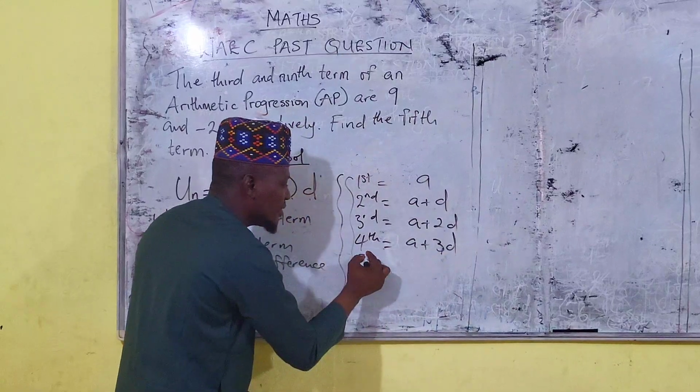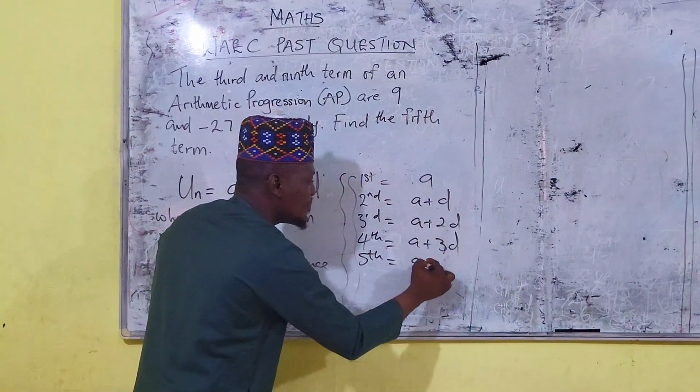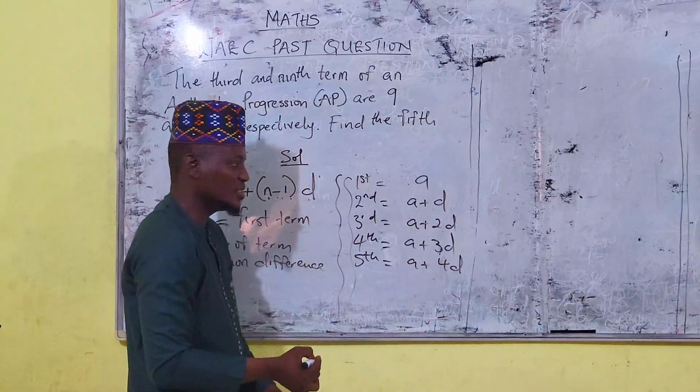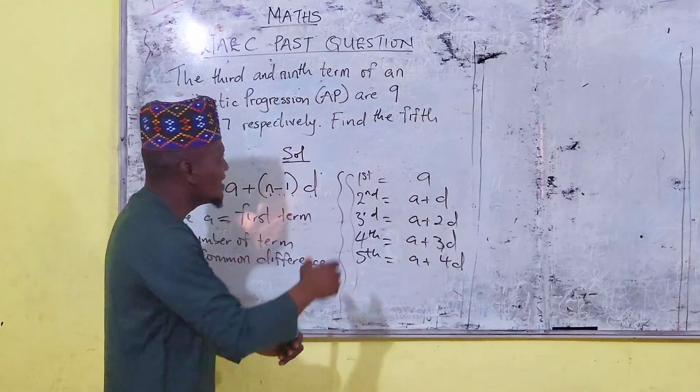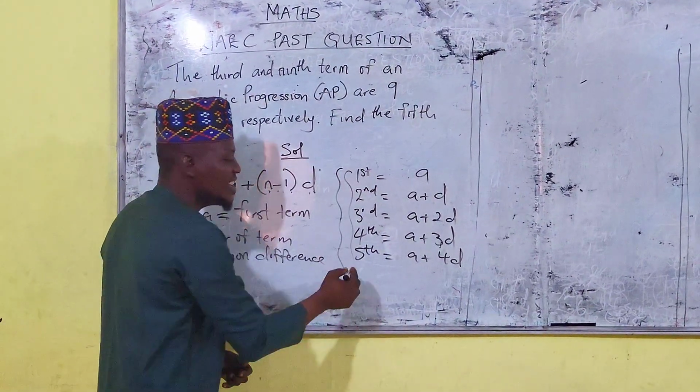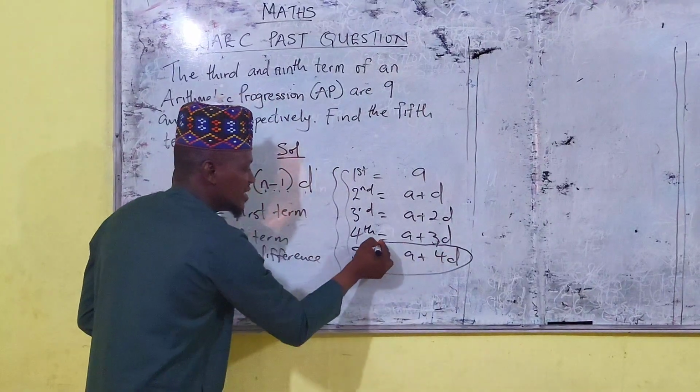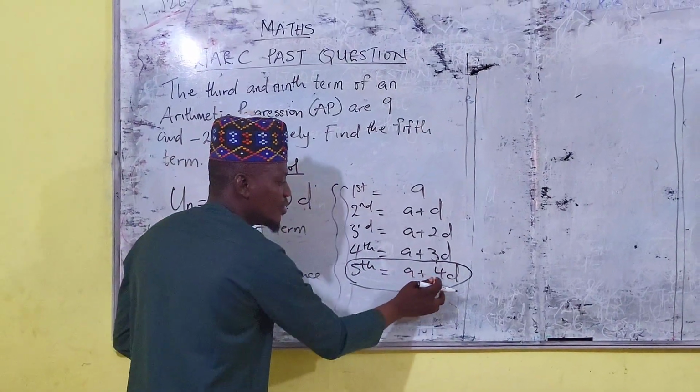You follow the same pattern. The fifth one will be what? a plus 4d. So that's that, and so on and so forth. Now, they say find the fifth term, which means if we want to find the fifth term, this is the formula we have to use, a plus 4d.